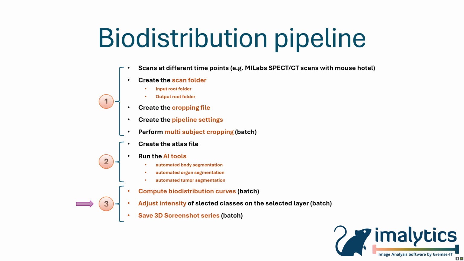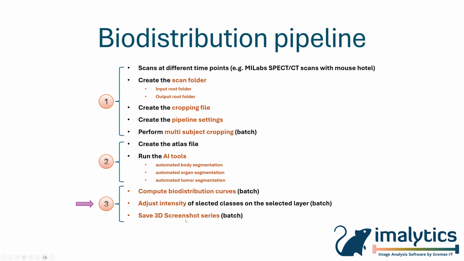So this is the third video for our biodistribution pipeline. In the first video, I explained to you how to create the scan folder structure, the cropping file pipeline settings, and how to perform the multi-subject cropping batch. In the second video, I showed you how to create the atlas file to then run the AI tools for automated body, organ, and tumor segmentation.